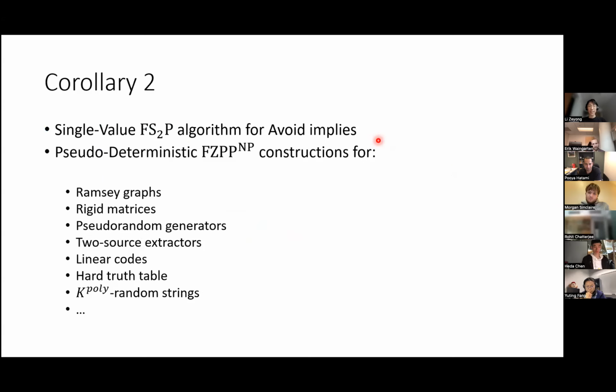And secondly, because we have a single-valued FZPP algorithm for range avoidance, it implies that we can have pseudo-deterministic FZPP^NP constructions for all of these important combinatorial objects. So here it means that you are a randomized algorithm, you have access to an NP oracle, and then you can consistently generate the same object, even though you are using fresh randomness every time.